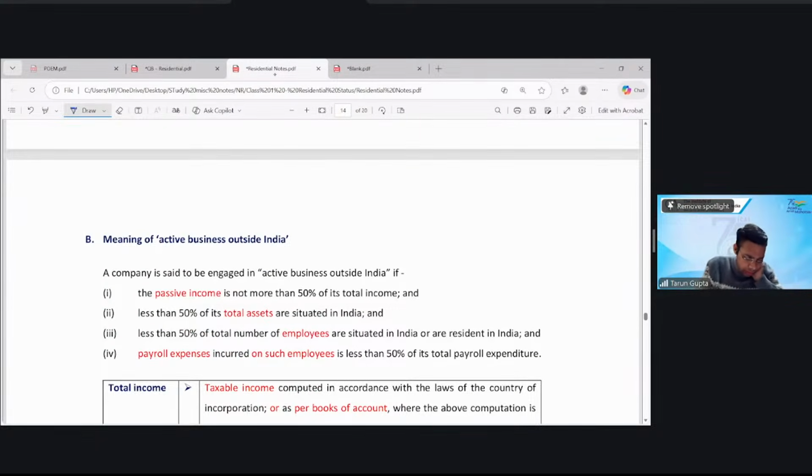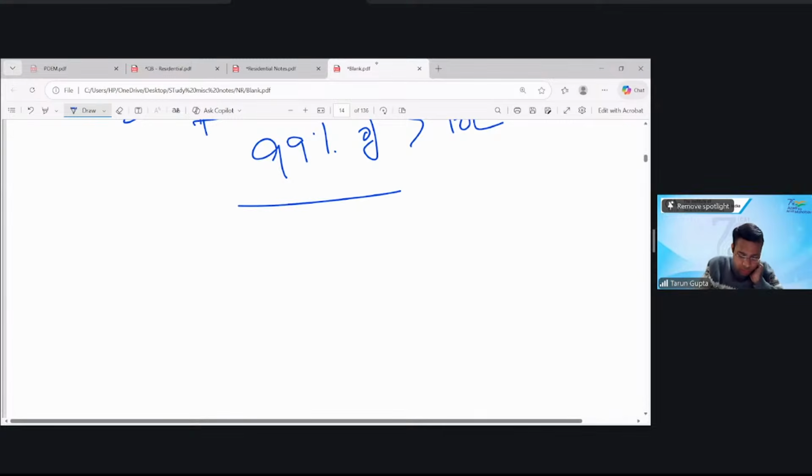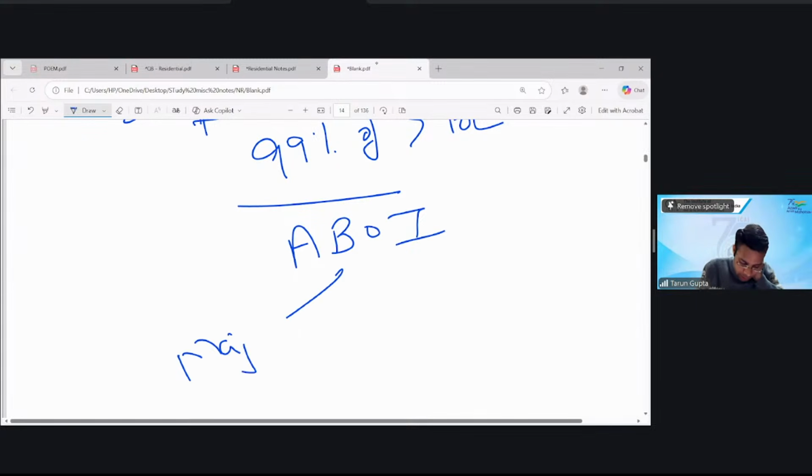Now we are coming to active business outside India. So we discuss what is active business outside, why this active business outside India is relevant. Because if there is ABOI, then we have to just see the majority. But if there is no ABOI, then we have to see two things: who are taking decisions and where are decisions being taken.